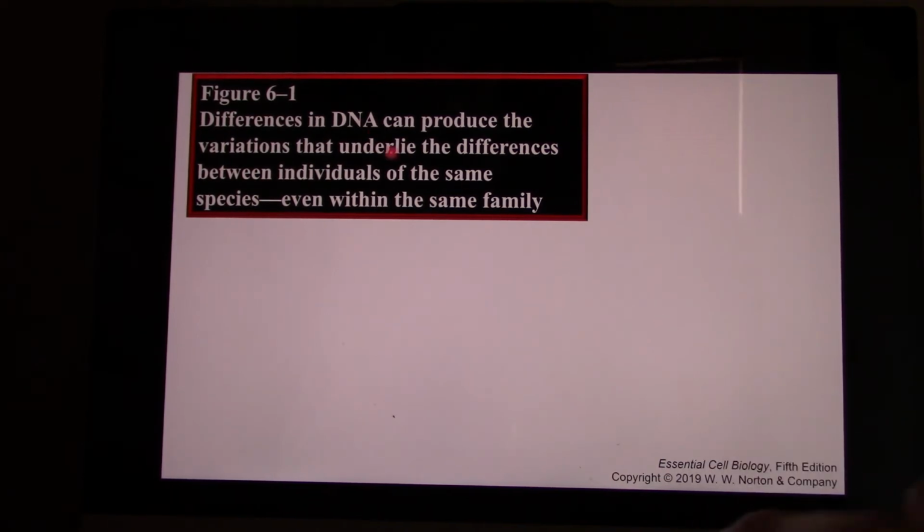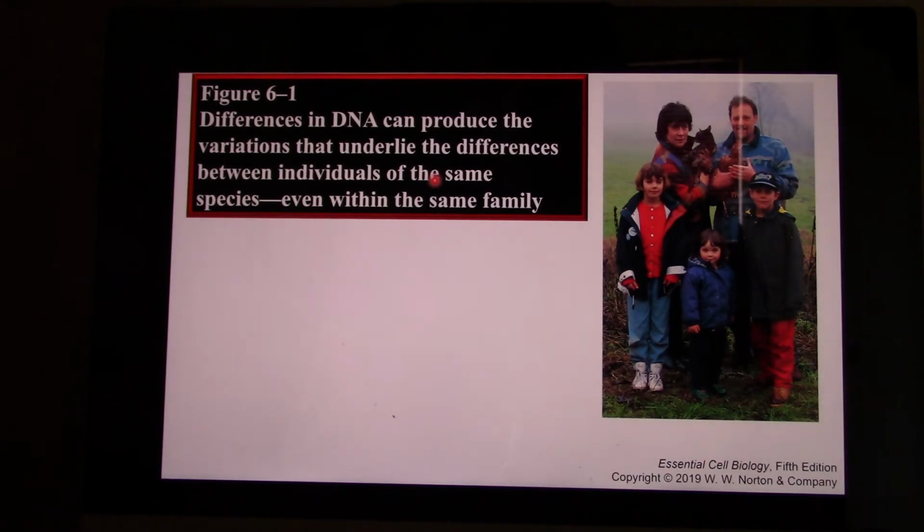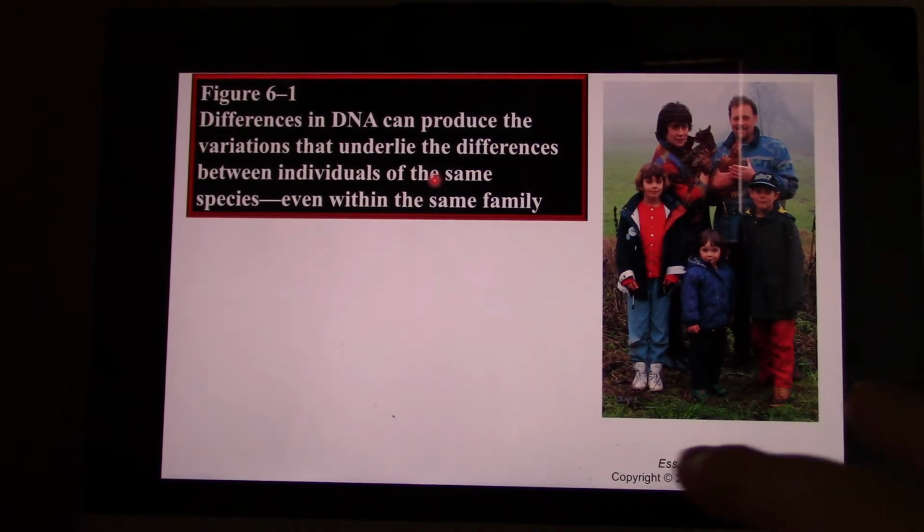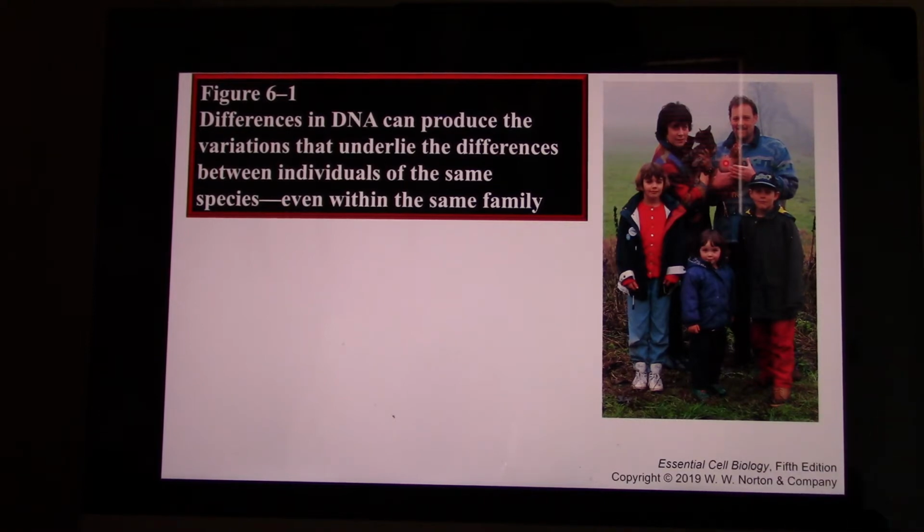Your chapter begins with figure 6.1. Differences in DNA can produce the variations that underlie the differences between individuals of the same species, even within the same family. So of course these members of the family do not look exactly the same because they do not have the same exact DNA. They share a lot in common, but they don't share 100% of the DNA. And obviously the goat and the rooster there have very different DNA.